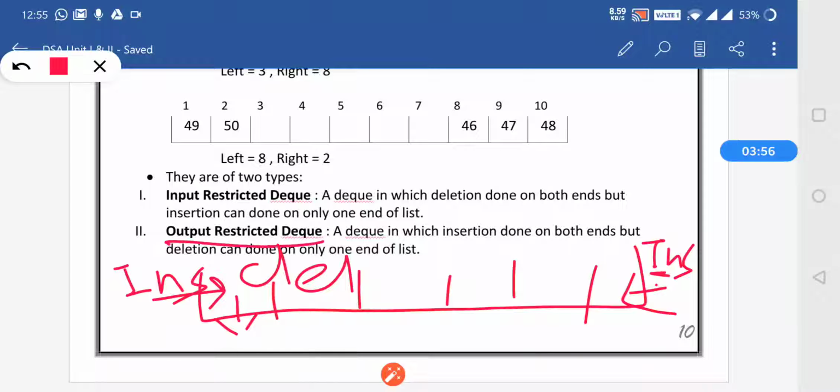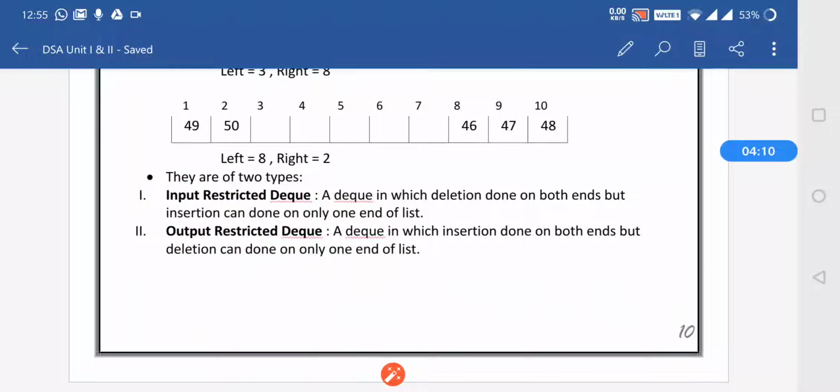As its name implies, it's output restricted queue. We can delete the element from only one end, and as its name implies, in input restricted queue, we can insert the element from only one end. Those are the types of DQ. So what is DQ? DQ is double-ended queue where insertion and deletion can be done from either end but not from the middle. They are having the two pointers, left and right. There are two types of DQ, input restricted DQ and output restricted DQ.